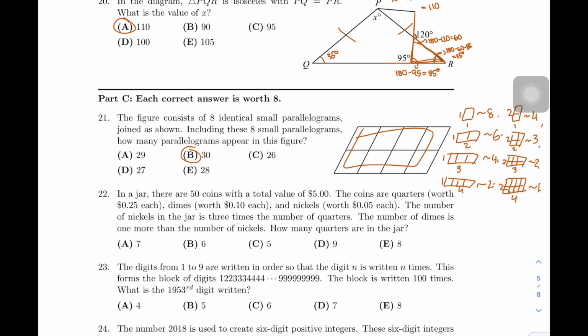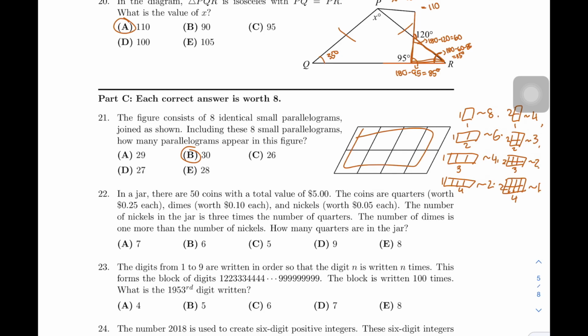Question 22. In a jar, there are 50 coins with a total value of $5. The coins are quarters worth $0.25 each, dimes worth $0.10 each, and nickels worth $0.05 each. The number of nickels in the jar is 3 times the number of quarters. The number of dimes is 1 more than the number of nickels. How many quarters are in the jar?